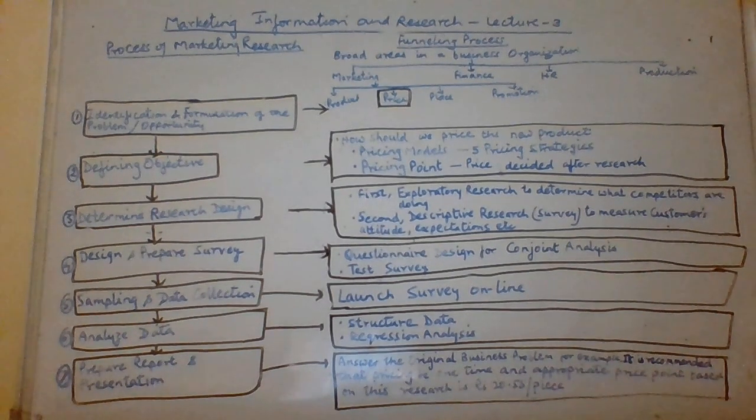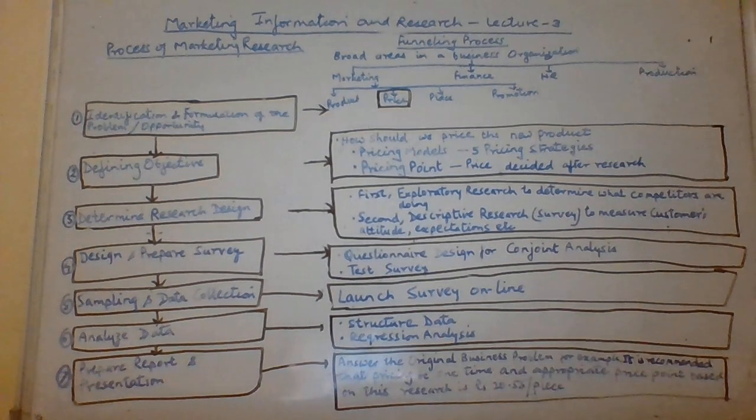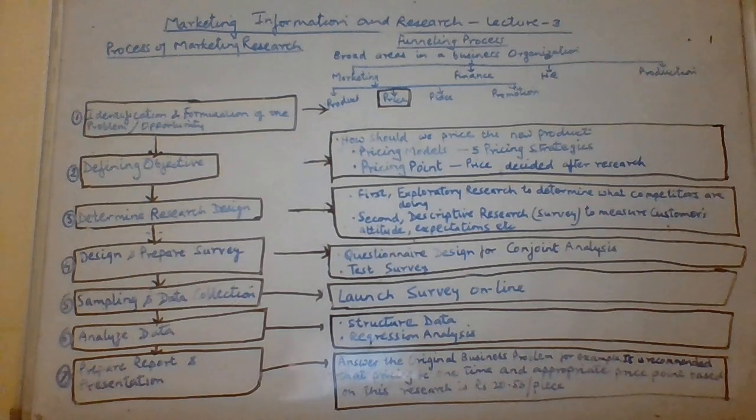Here I have given, for example, the answer to the original business problem. For example, it is recommended that pricing be one time, and an appropriate price point based on the research is, for example, rupees 20.55 per piece. So the researcher, after analyzing the data, comes up with the solution, because for any research process, the ultimate reason it is carried out is so that we get a solution to the problem.